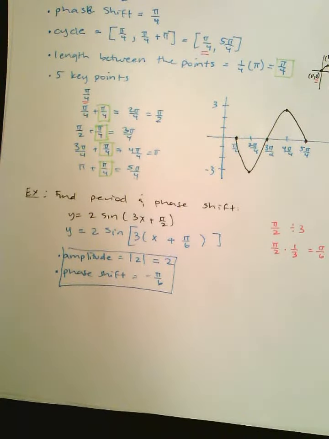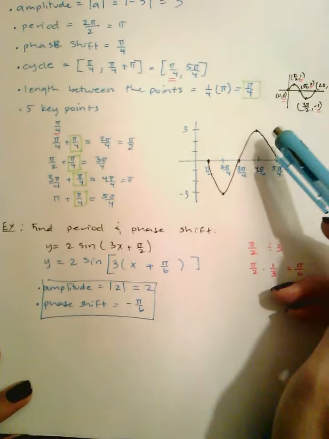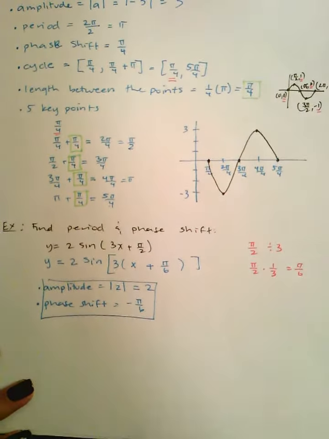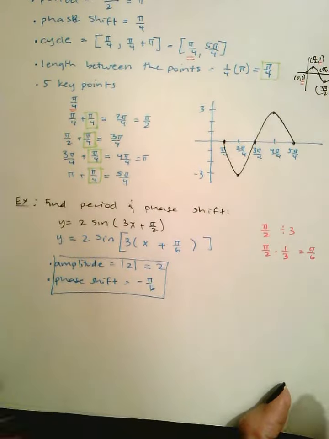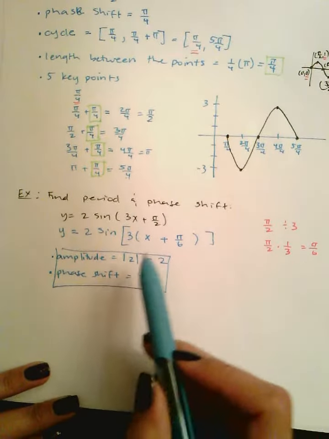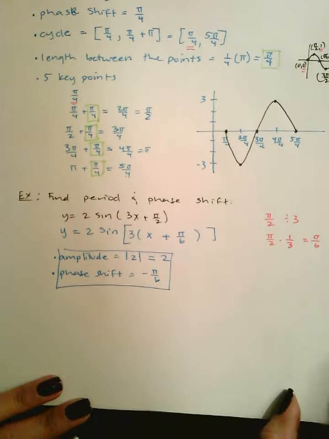If I wanted to graph it, I would find the cycle. I would also find the length between the points, and then I would find the 5 key point x values, and based on those and the sine function's pattern, I would graph it. I do want to show you a cosine function though, so I'm going to leave this one for you to try out.